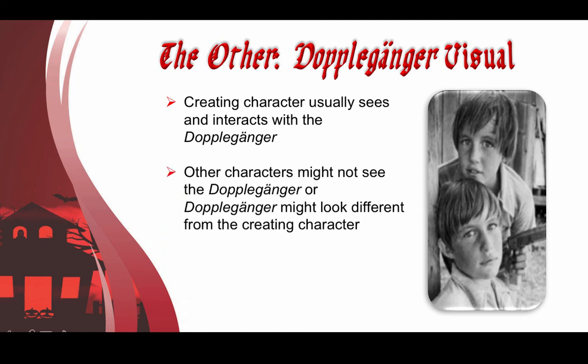Now, as Weber says, other characters might not see the doppelganger at all, or if they do, the doppelganger might not look at all like the creating character. For example, in Dr. Jekyll and Mr. Hyde, other characters do see Mr. Hyde, but he looks completely different than Dr. Jekyll because he's created through a potion that creates physical changes in the character.